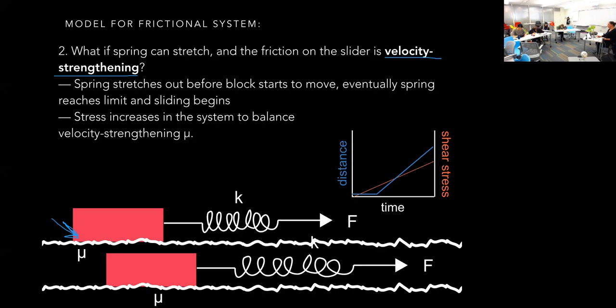So let's take this example where we have a stretchy spring and we have a velocity strengthening fault interface here. As you start to apply force, the first thing that will happen is that the spring stretches out, so the brick won't actually start to move until you've stretched out the spring a good deal and you've given that spring some stored elastic energy. So in our little plot here, we have no increase in distance, but some increase in time, during which time we're loading the system.